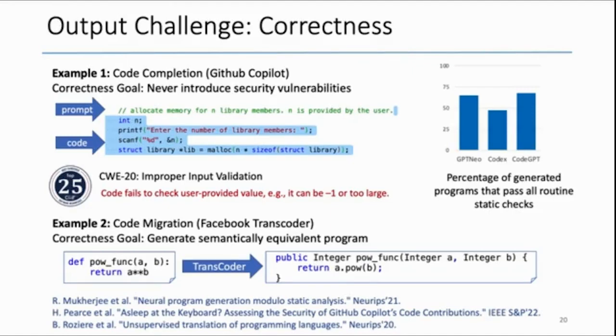Let's now talk about the output challenge. Even if you had solved the problem of getting good, high quality input data. So what you see here is models like GitHub's Copilot for code completion or Facebook's TransCoder for program migration are not just injecting errors. In the case of TransCoder, you cannot call the pow function on an integer, right? So you have to do math.pow(a, b). But you can see Copilot even injecting security vulnerabilities into code. Okay.